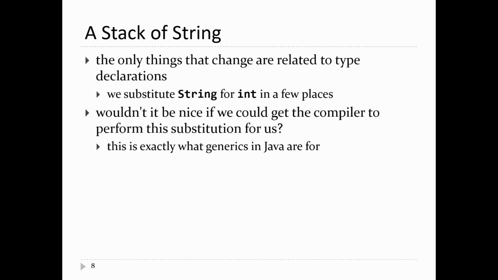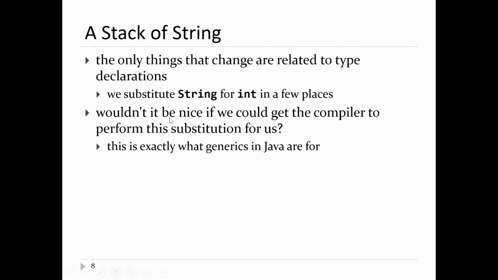So now if you want to make a stack of double, you do the same thing. You make a new class, you make a few changes, and now you've got a stack of double. And you can do this for any type. If you wanted to make a stack of lists, for example, you would go in, make a few changes, change int to list everywhere, and away you go.